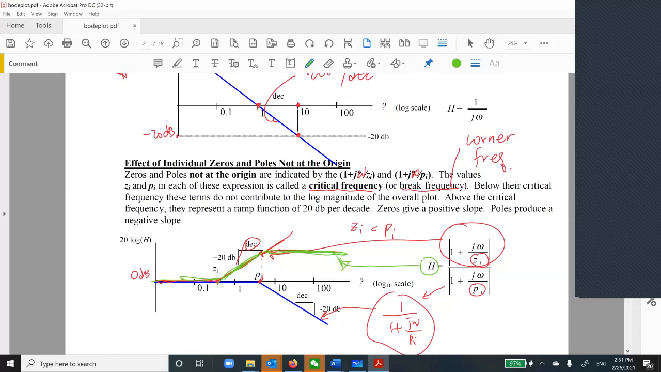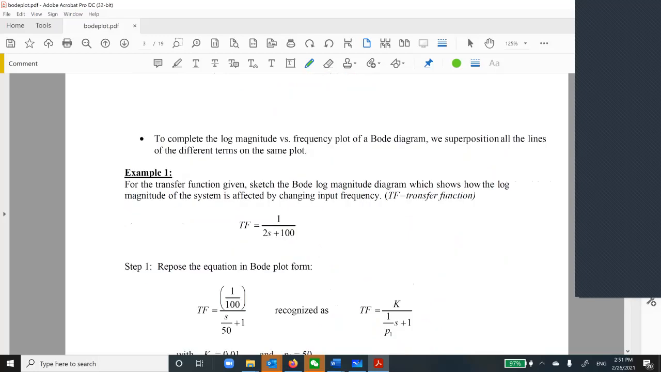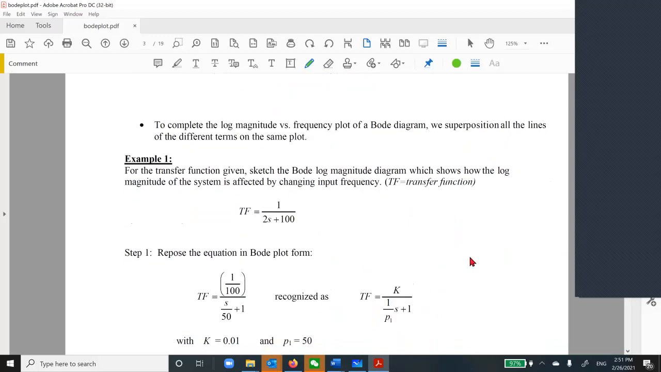Make sense? But be careful, this is different because Zi is less than Pi. But what if Zi is greater than Pi? It doesn't matter, you just do something here, then you add together. I think it's similar. So let's run through an example here. Suppose you have a transfer function given like this one.